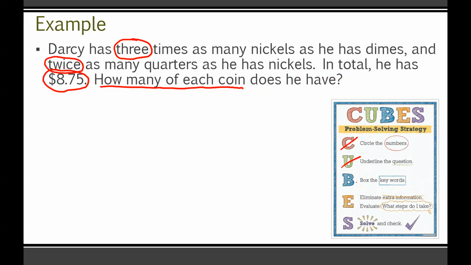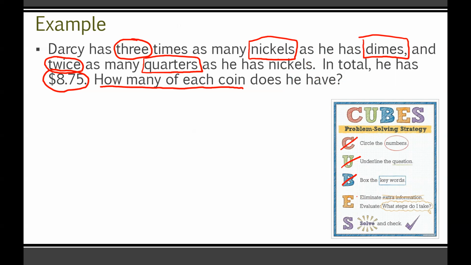Box the keywords. Keywords here are going to be things that clue you into context. I would say the fact that it was nickels, dimes, and quarters, those are pretty good keywords. Nickels might be a word I want to box. Dimes might be another one I want to box. And quarters might be another one I want to box, right? You could box nickels again here too, but I'm not going to worry about that. So for boxing keywords, we're done.